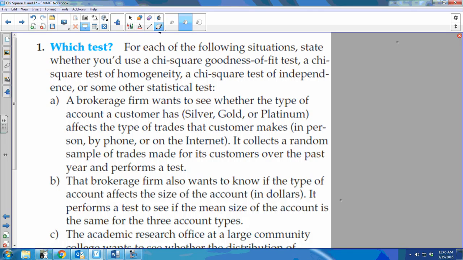Jacob is correct. The chi-square test of independence. How do you know it's a chi-square test of independence? It said random sample. So it has one sample, and then they went through and distributed the people into those categories, right? We're trying to see if account is independent of type of trade. So if you wrote the hypotheses, those are your variables, account type and trade type. That's what you're looking to see if it's independent or not.